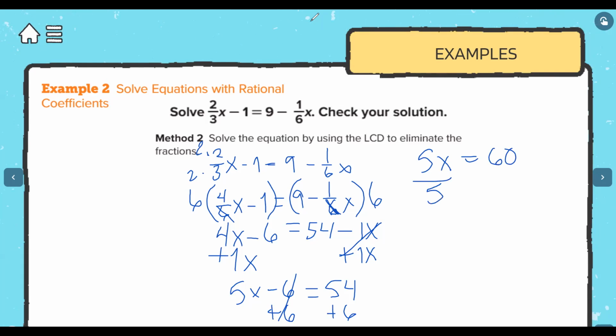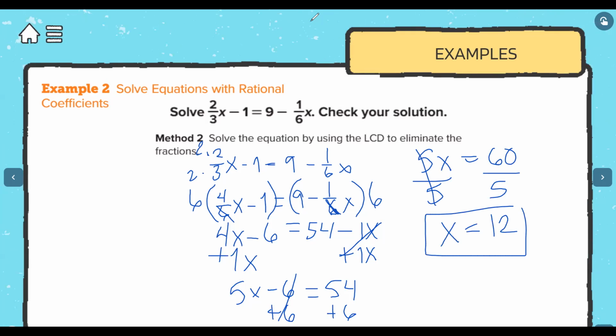And then I divide by 5 on both sides, so I can eliminate the 5 and leave the x by itself. And I will have the same result as the other one. x equals 12. All right? Good. Let's do another example.